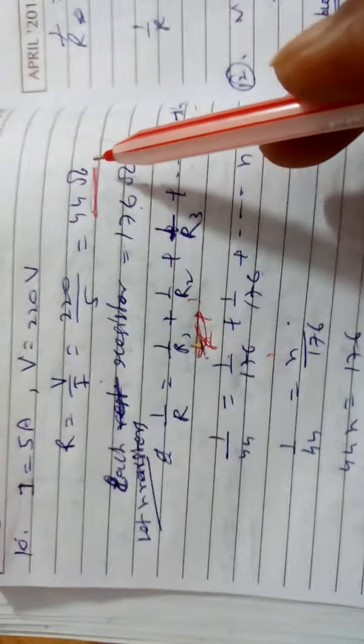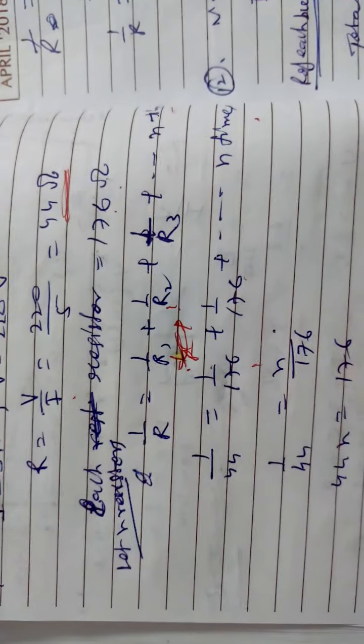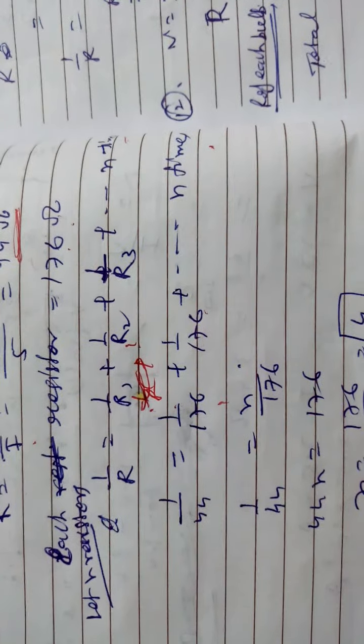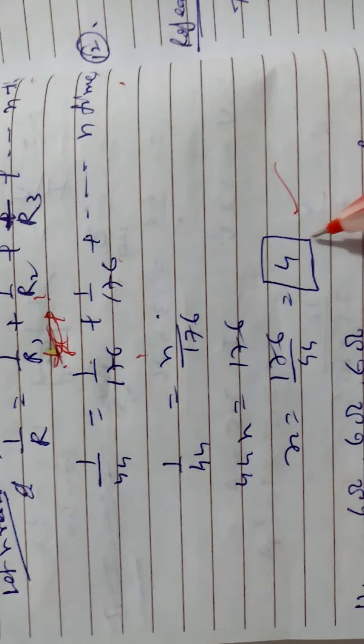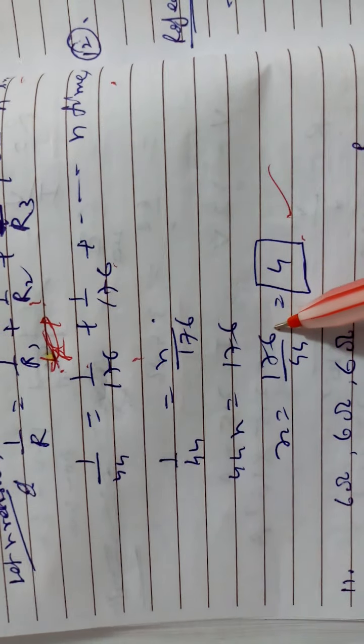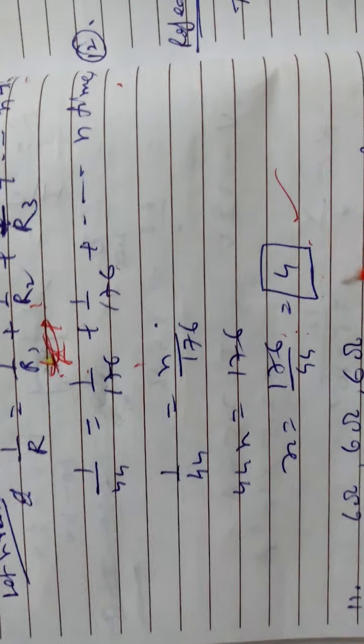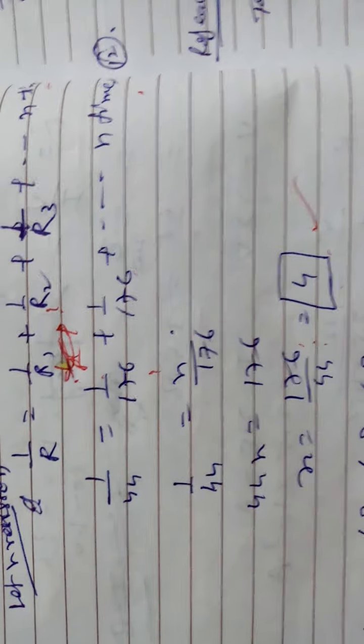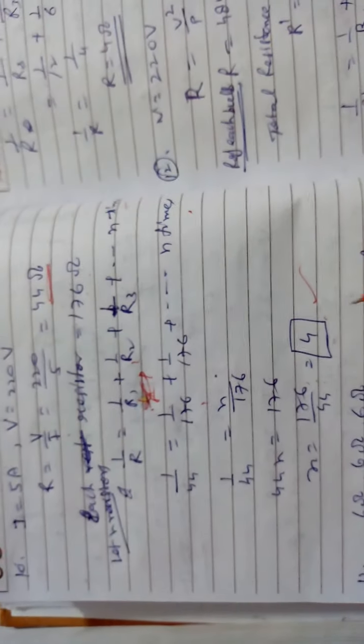R is 44, you have calculated. So cross multiply, and n is equal to 4. How many? 4 resistances of 176 ohm when connected in parallel, then you get the current 5 ampere because the resultant will be 44 ohm. The number of resistances is 4.